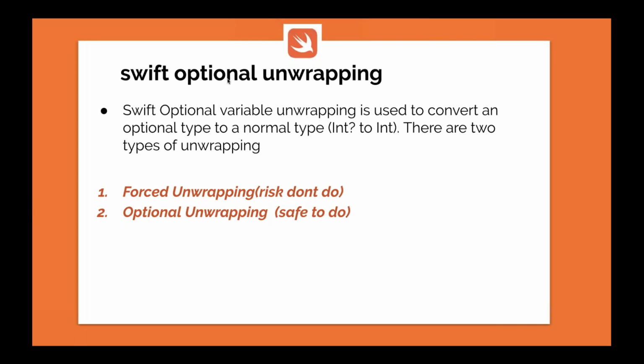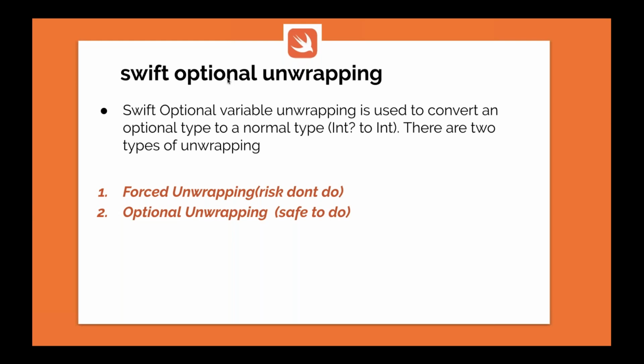So how to create an optional variable? In the sense, just place a question mark at the end of the data type and it becomes optional. From an optional variable, in order to access the data, we have to use the exclamation mark. Generally they will ask the question at the beginning level: what is the question mark, what is the exclamation mark, what is the difference between them? The question mark is called optional, whereas the exclamation mark is called unwrapping.